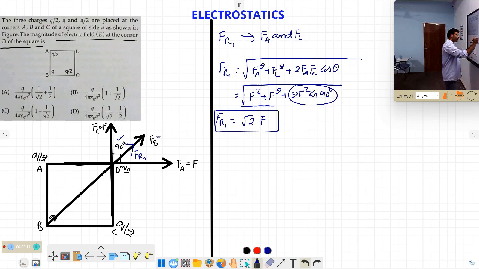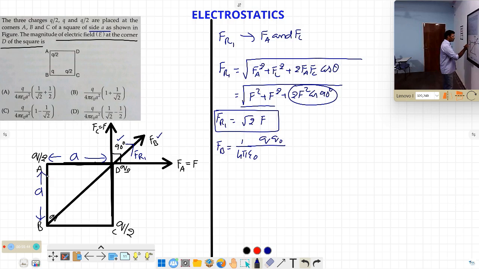Now FB, the B point charge having force FB. What is the force of the B charge? FB is equal to, the formula is 1 by 4 pi epsilon naught times Q, Q naught by R square. What is the distance here? If you see this one, they did not give any side length. The square of side A is given. So you take A as the side of this one. If you take another A as the side of this one, then automatically this diagonal in between becomes root 2 A. So the distance between the Q and Q naught from the B point is root 2 A.